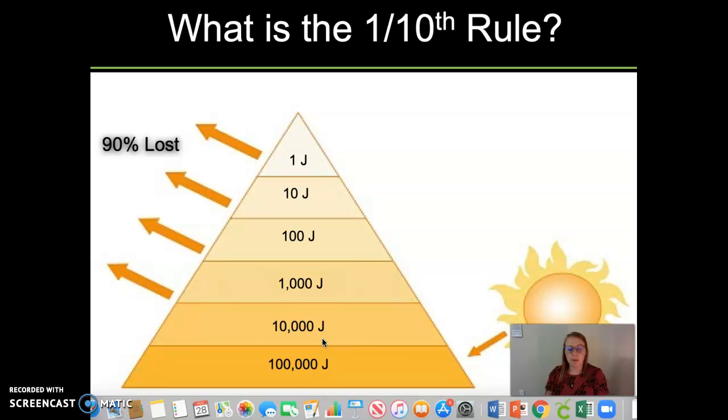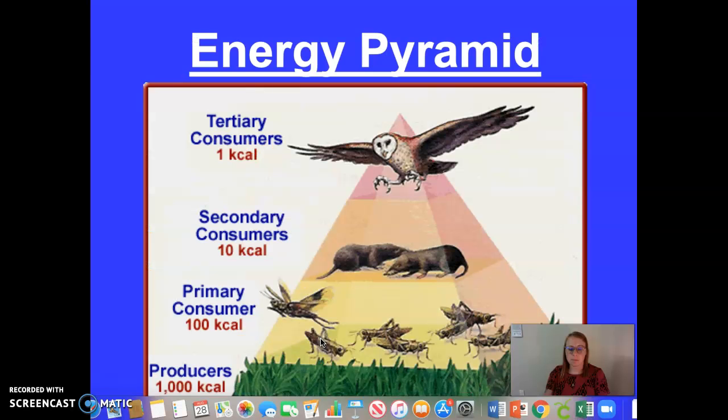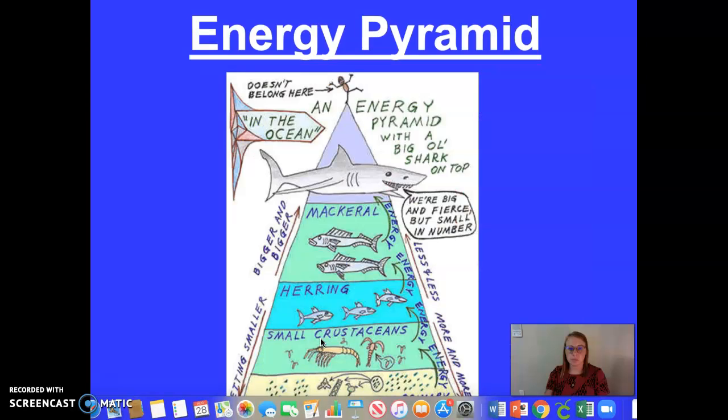Here is the energy pyramid that depicts this. We start with 100,000 joules, and if you notice, when you get to the very, very top of the pyramid, there's only 1 joule. That's why there's not very many organisms at the top, because they need to eat way more food to be able to maintain a healthy metabolism. This is a great energy pyramid because it shows organisms getting bigger and bigger, and there's less organisms as you move up.